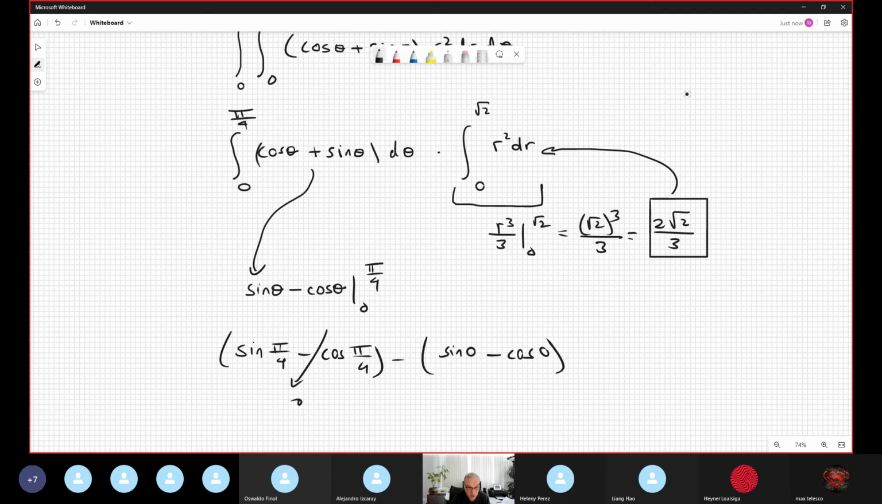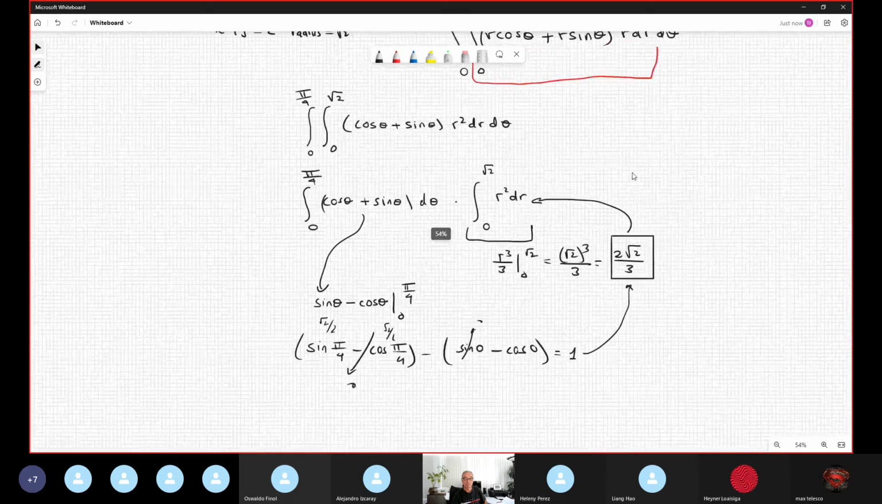Why is it 0? Because I know very well in trigonometry that sine and cosine are the same at pi over 4. Radical 2 over 2 minus radical 2 over 2 is 0. And sine 0 is 0. Wow, everything is 0. So this is 1, no? Cosine 0 is 1, negative 1, another negative becomes positive. And this is the final answer, because you multiply these by this. Cool or no?